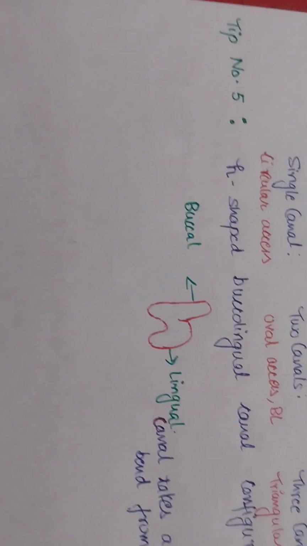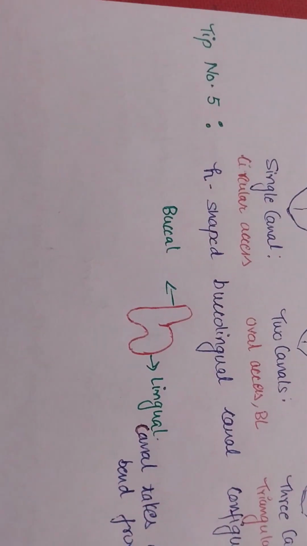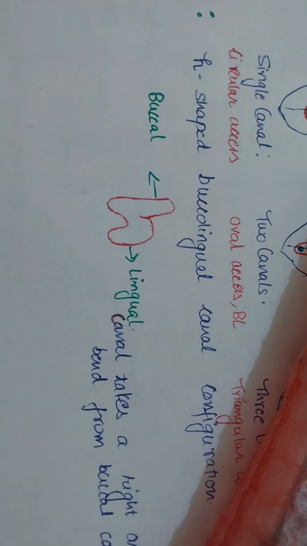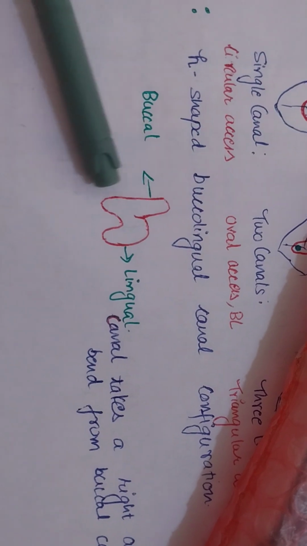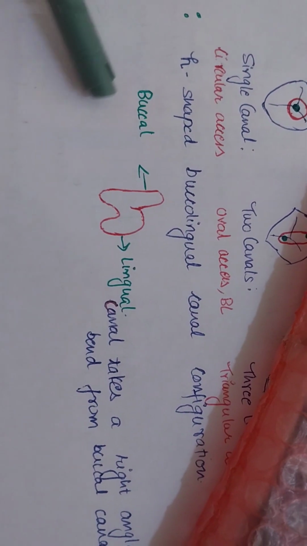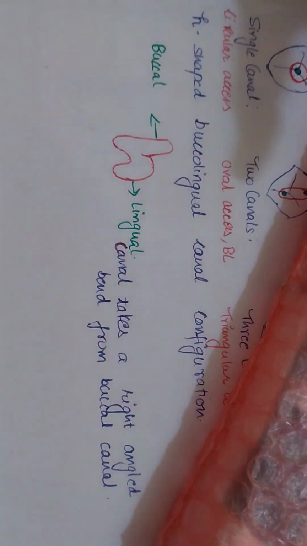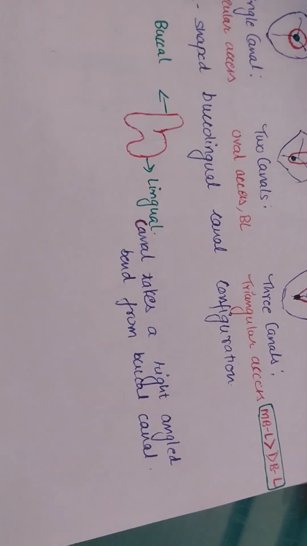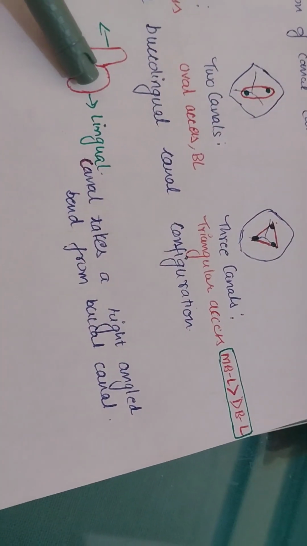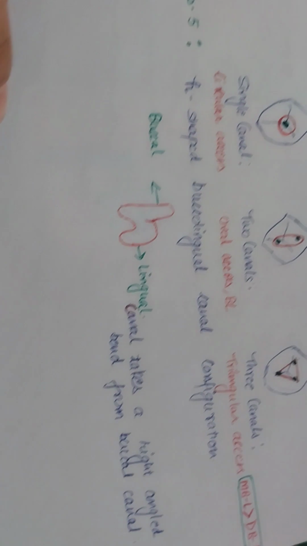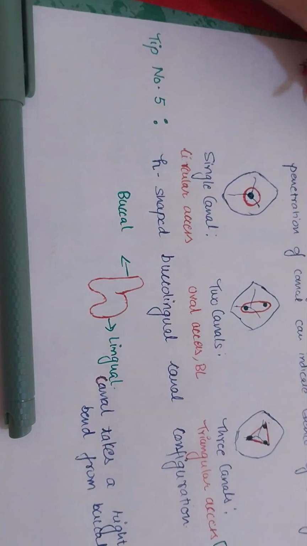And tip number 5: when there is an H-shaped canal configuration, the bigger side usually indicates the buccal one, and the lingual one takes a right angle bend from the buccal canal, like this. Okay, so these are some of the tips or things which we have to take into consideration while treating such a tooth.